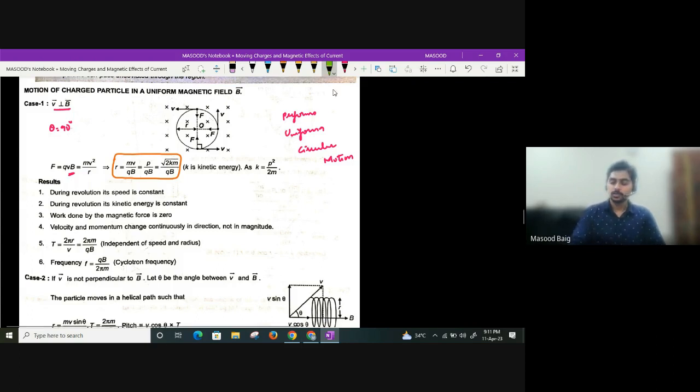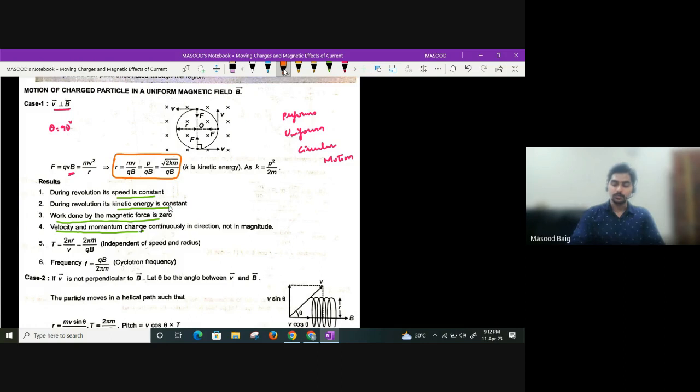Now because it is executing uniform circular motion, its speed will be constant. Kinetic energy will also be constant, right? Magnetic force will always be acting along the radius, and its small displacement will always be along the tangent. The work done by the magnetic force will be how much, beta? 0. What is not changing? Speed is not changing. But see, the direction of velocity is changing, guys. So again, a very important point: velocity and momentum will change. They are going to change in direction, but their magnitude is going to remain the same.